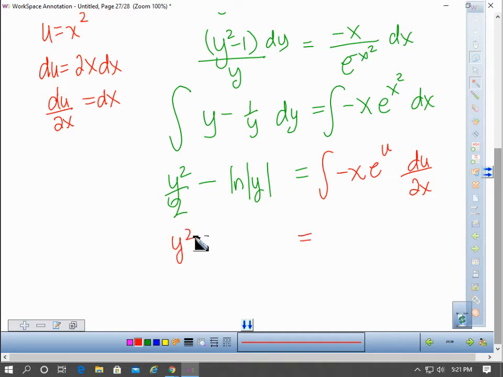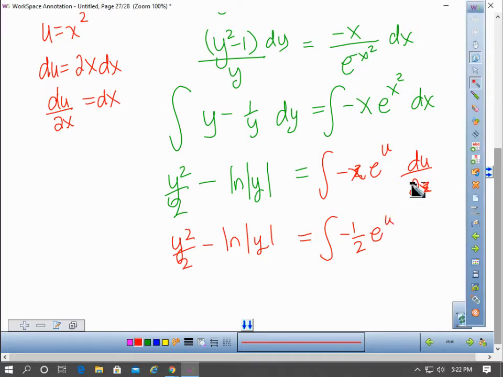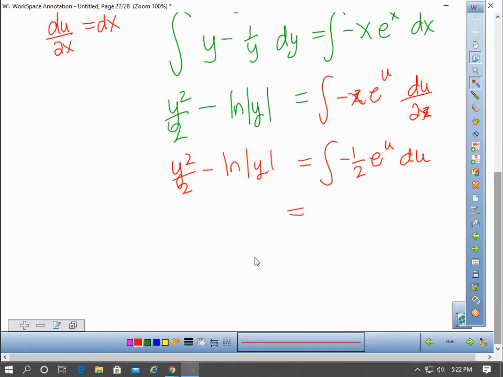All right, so I still have y squared over 2 minus the natural log of y. And then over here, the x's cancel. So I'm still integrating. My coefficient is going to be negative 1/2, because I have a negative sign, and the 2's in the denominator. My function is e to the u. And then I've got my bookend du like we're supposed to have there on the end. All right, so now we're ready to do the antiderivative of that part.